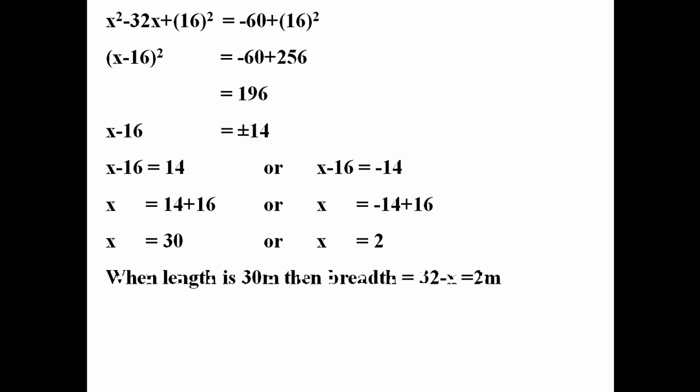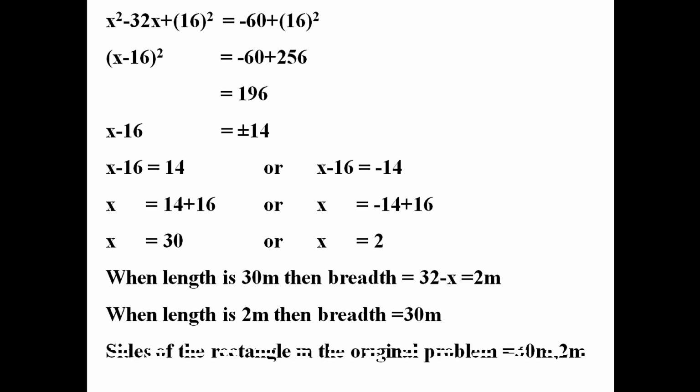When the length is 30, breadth is 32 minus x or 2 meters. When the length is 2, breadth is again 32 minus x, that is 30 meters. So whatever it be, the two sides are 30 meters and 2 meters.